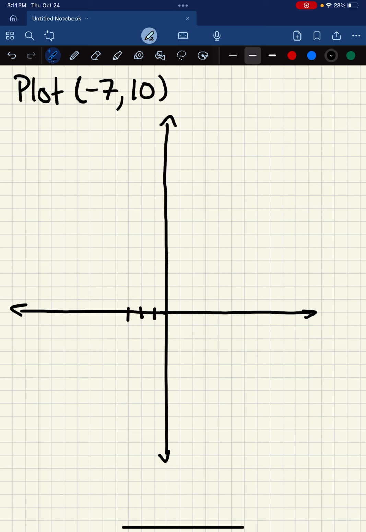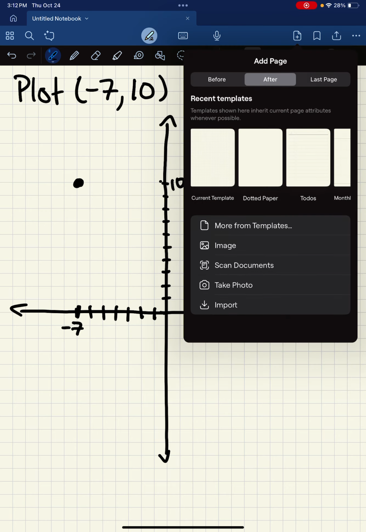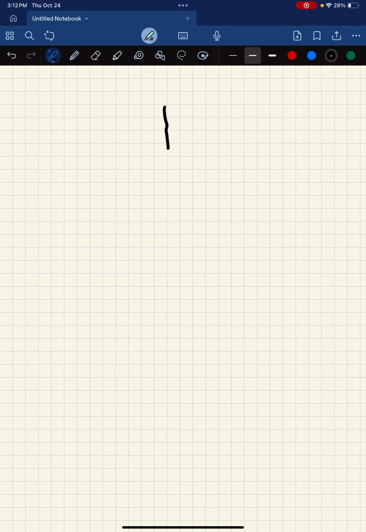So we're going to go -1, -2, -3, -4, -5, -6, -7. So there's our -7 on the x-axis. And then we have 10. So we're going to go 1, 2, 3, 4, 5, 6, 7, 8, 9, 10. Here's 10. We find where those lines intersect, which is right here. There's our point, -7, 10. Okay. Let's do another one.